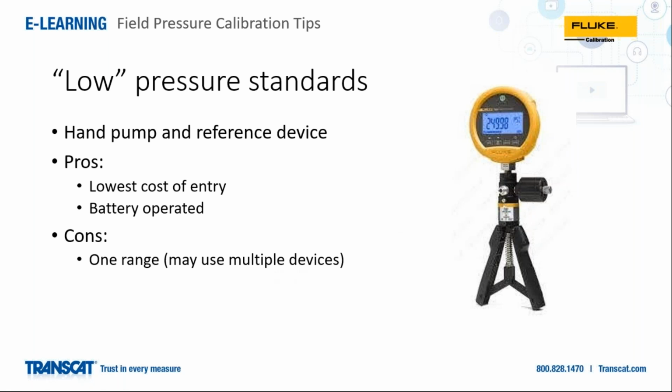Another type of standard out there is a hand pump and some sort of reference device, usually a gauge or a digital gauge in this case. This is the lowest cost of entry. So if you're not doing a bunch of this, it's sort of the way to go if you're on a budget. It's battery operated. Again, one range, so you're limited to just whatever range the reference device is. You could have multiple reference devices and just swap them out on the pump. That's no big deal. But again, it's something to think about in how you're going to be using the instruments.